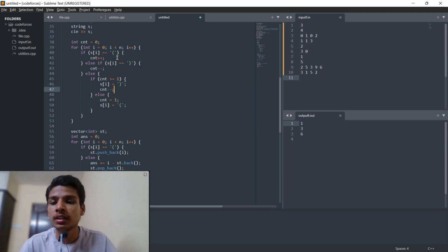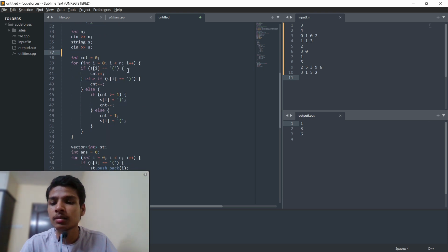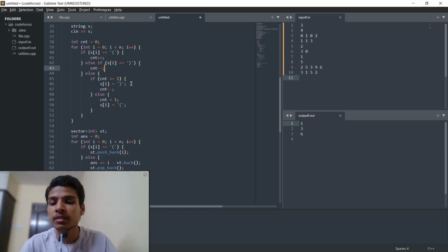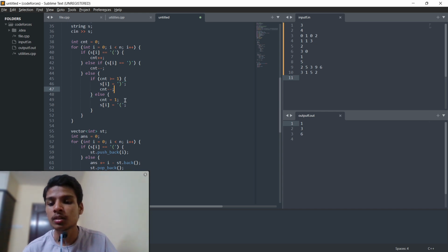This is that only, like maintaining a count variable. If my current parenthesis is opening, just increase the count. If it is closing, just decrease the count. But if I'm on the empty space and my count is greater than 0, then close that string and decrease the count. But if I am on the empty space and my count is equal to 0 or smaller than 0, then just make it an opening parenthesis and make the count equal to 1.